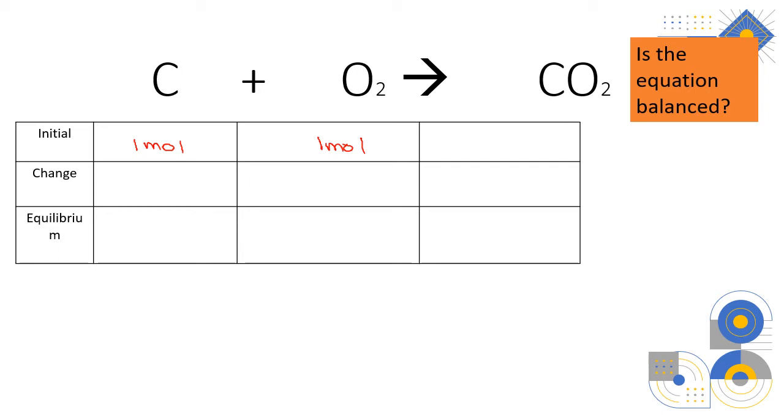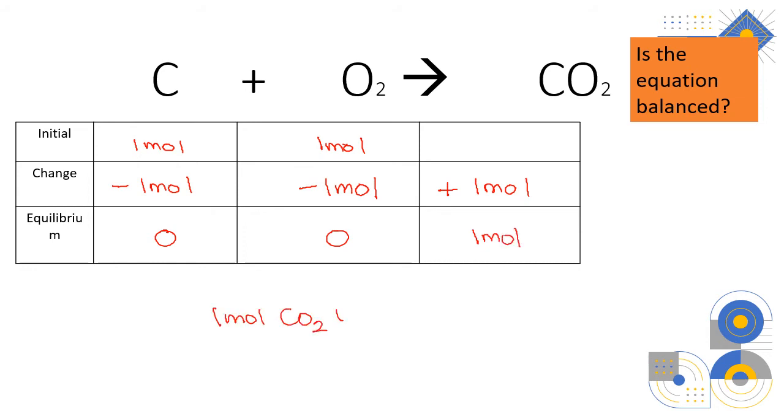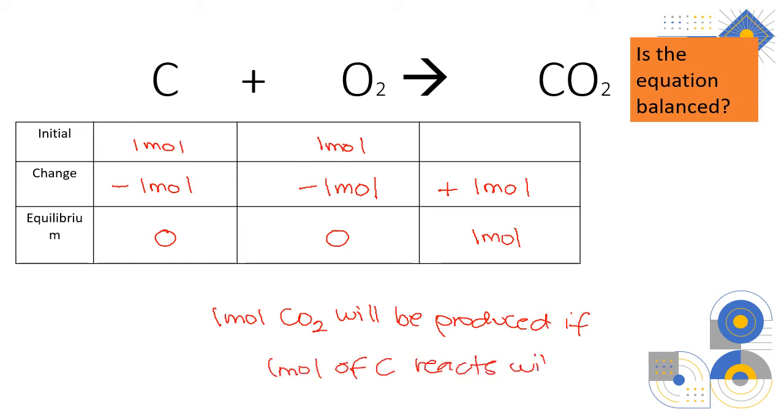Assuming complete reaction, all of our carbon and all of our oxygen will be consumed. And of course, since CO2 is our product, we need to add 1 mole on this side. For the equilibrium amounts, it's just 0, 0, and 1 mole. Therefore, 1 mole of carbon dioxide will be produced if 1 mole of carbon reacts with 1 mole of oxygen.